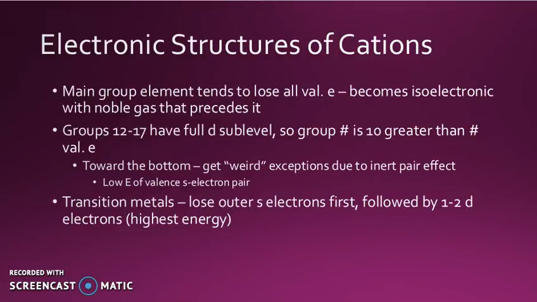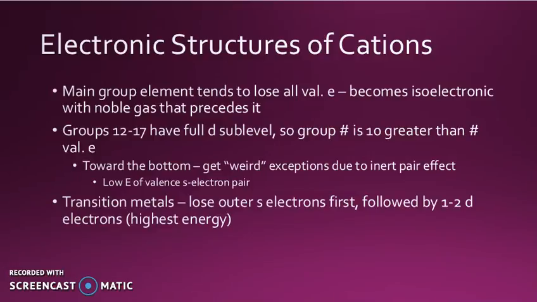When main group elements, that's things in groups 1, 2, and 13 through 18, when the main group metals form ions, they tend to lose all of their valence electrons. So everything in the s and p sublevels is lost, and they become isoelectronic, which means they have the same electron configuration as the noble gas directly before them. So things in group 1, their valence electrons are in the ns1, they'll lose that 1 valence electron. In group 2, we'll lose both that filled up the s sublevel, etc.